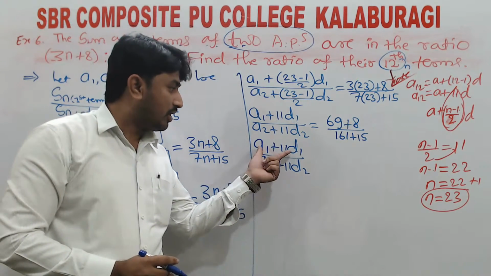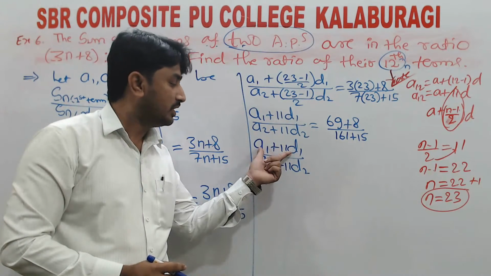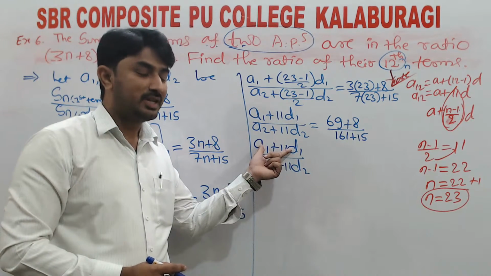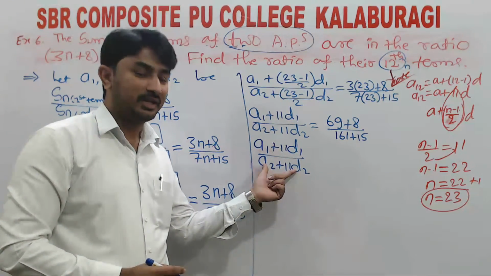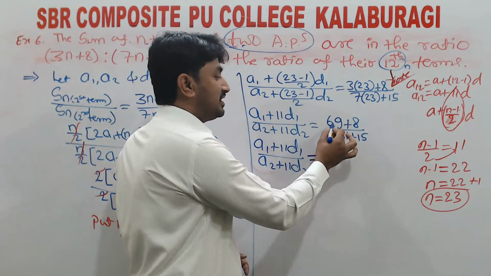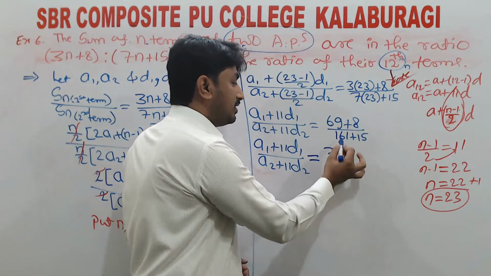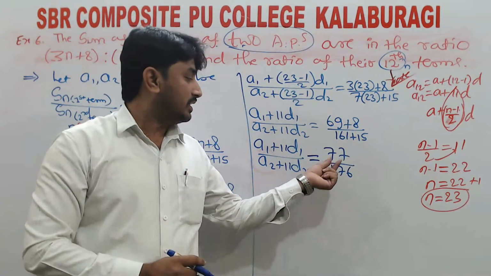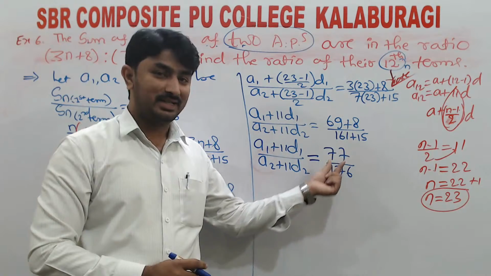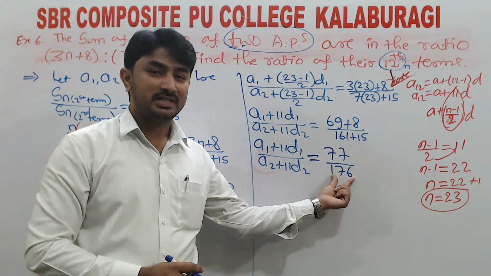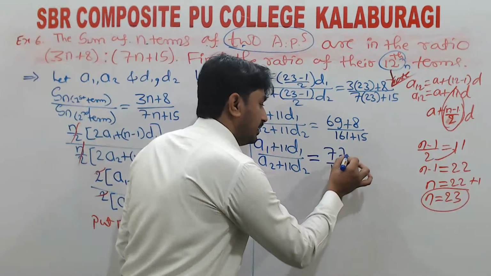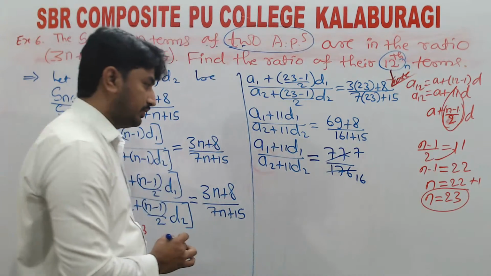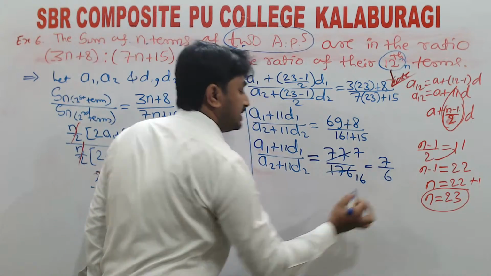This means the ratio of the first term of AP to the second term of AP. Here the term is the 12th term. The ratio of the 12th term of the first AP to the 12th term of the second AP is equal to 69 plus 8, it is 77, and 161 plus 15 is 176. Divide here by 11. 11 into 7 is 77, and 11 into 16 is 176. Therefore, it is equal to 7 by 16.